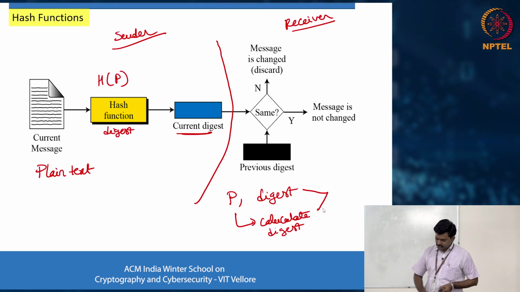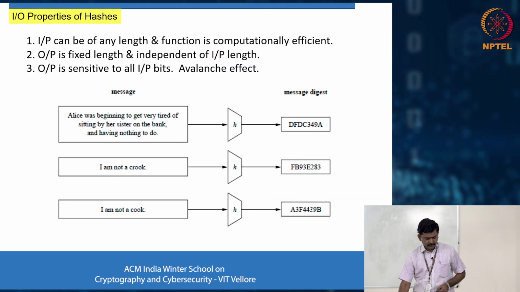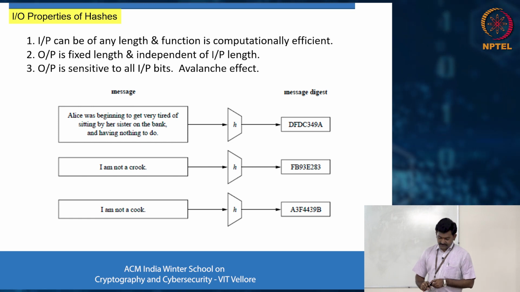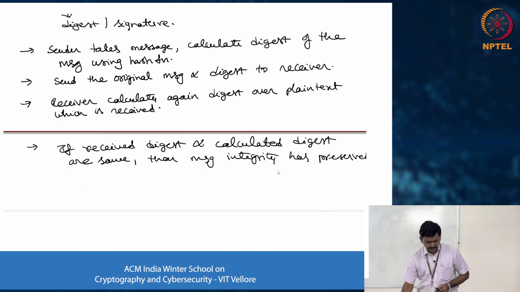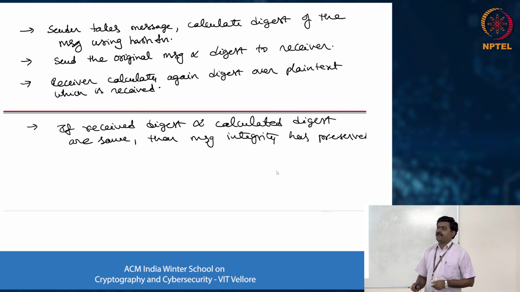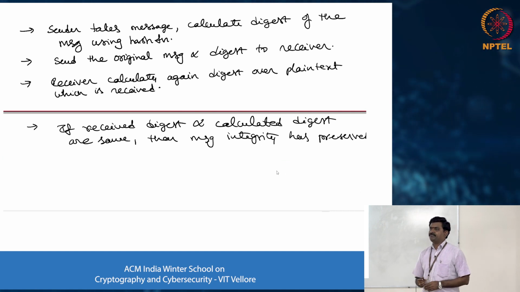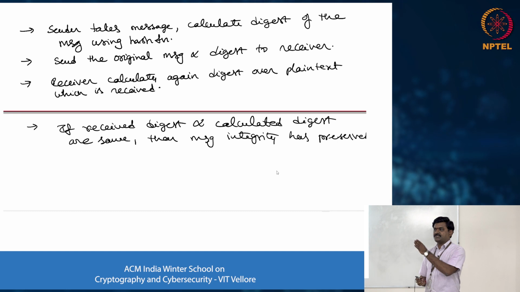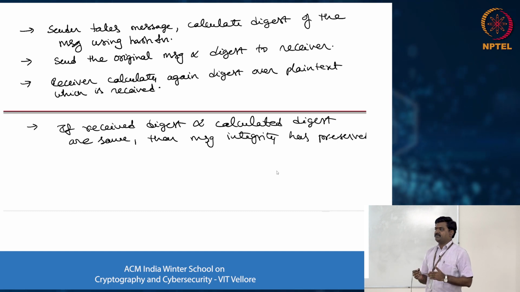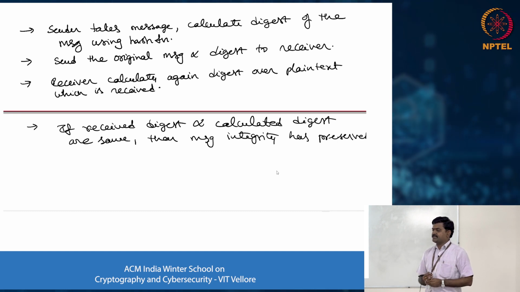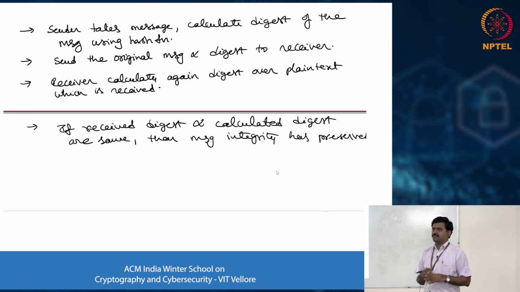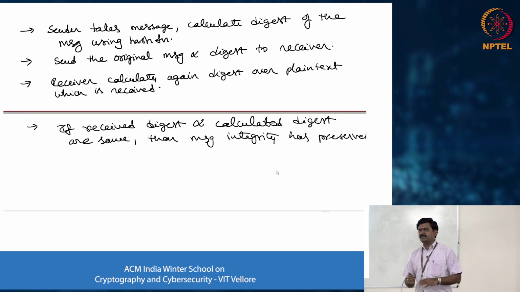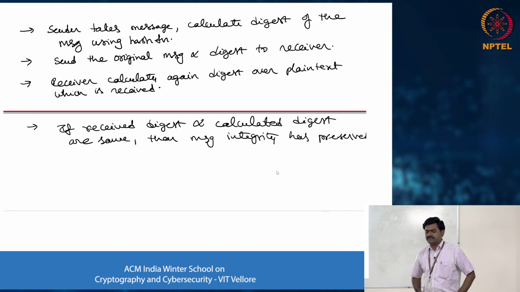So pictorially also you can see, when the message is being sent, the sender calculates the digest, sends the message and digest to the receiver, and the receiver again calculates the digest over the received message and checks the received digest and calculated digest. If both are the same, then fine, otherwise conclude that the integrity of the message is lost.